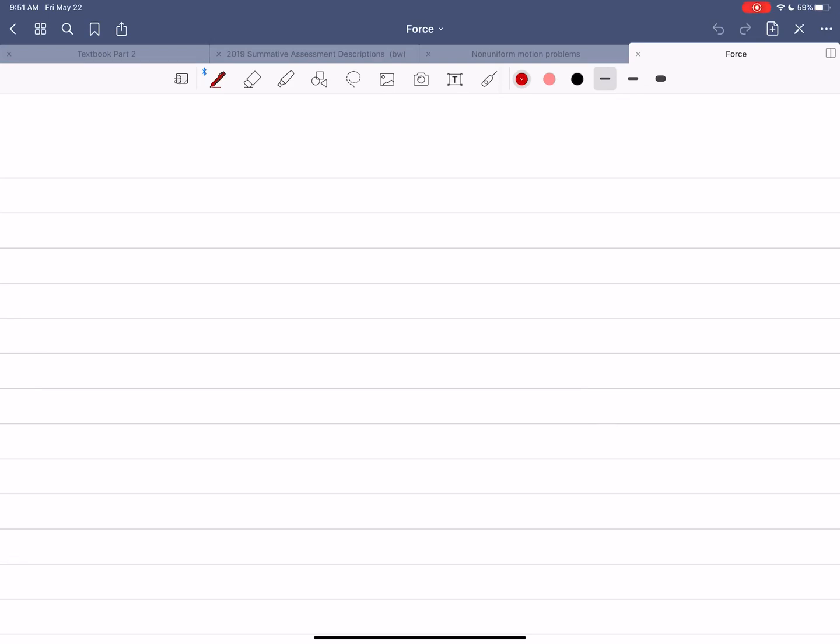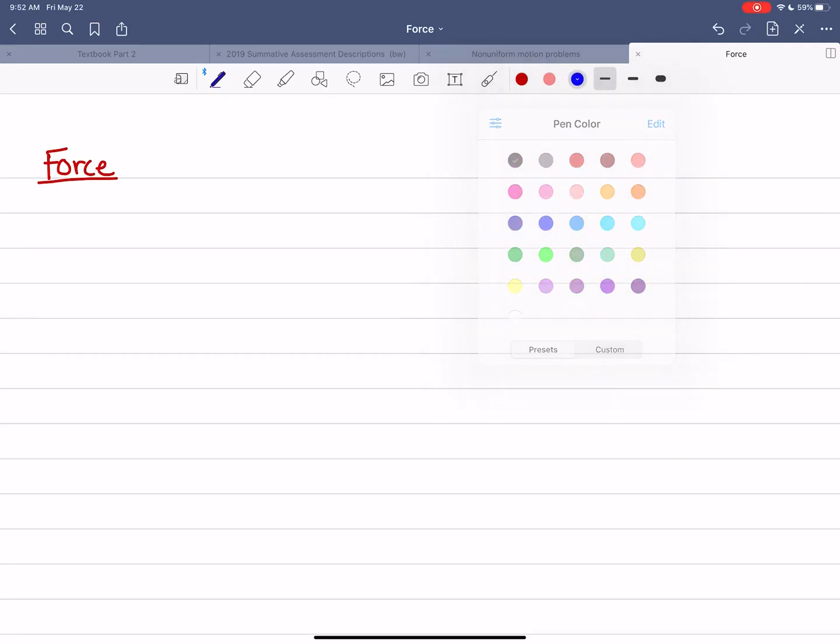Today we are going to get into force in physics. We've examined movement of objects in both uniform motion and non-uniform motion. And we will see that those concepts are going to build up as we continue learning in physics. So with force, what we should probably do first is look at a definition.